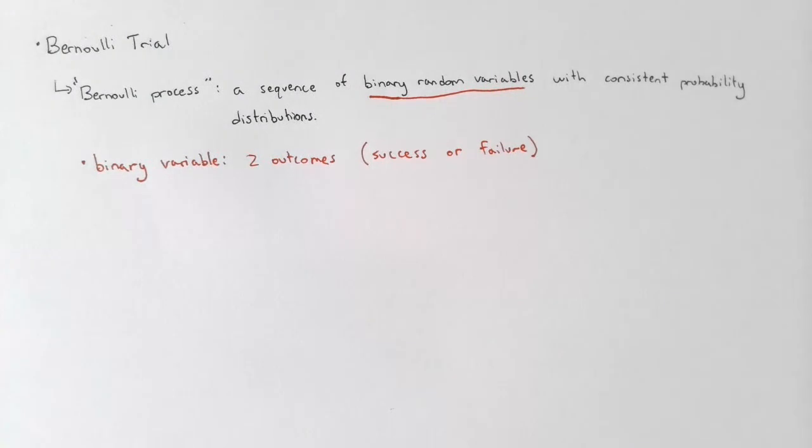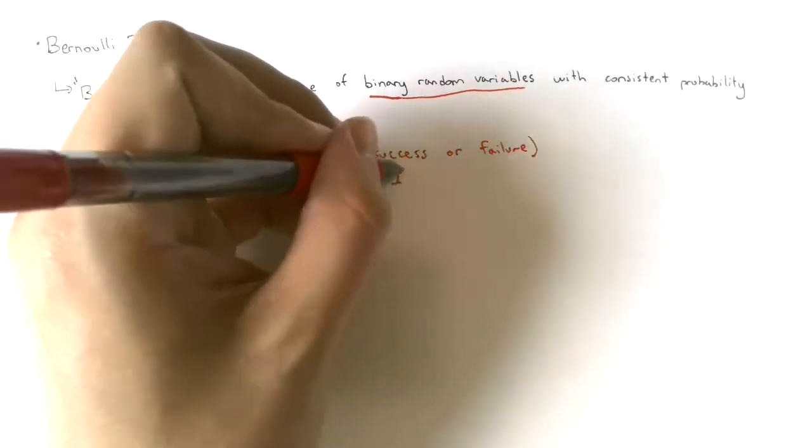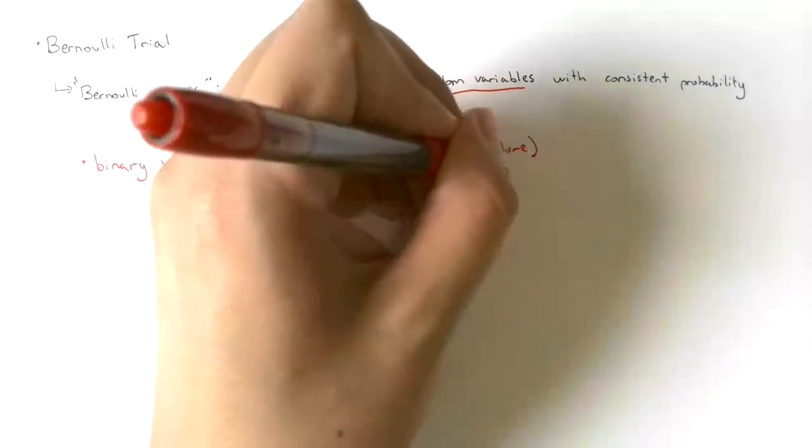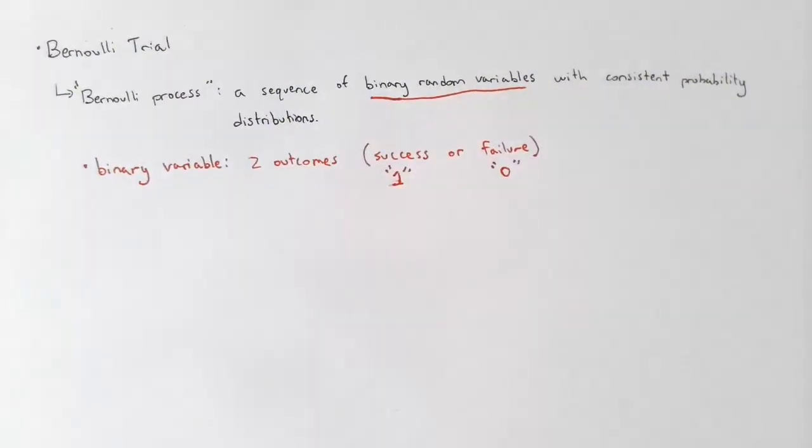Now, these outcomes are typically numbered as 0 and 1. And we typically say that number 1 would be success and 0 would be failure. And again, this allows us to see how close we are to success or how close we are to failure.